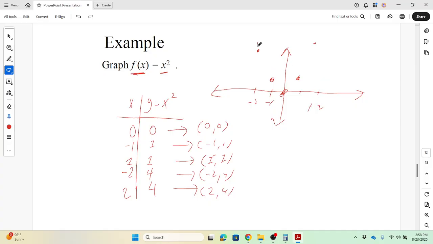So if you keep going like this, you are going to get infinitely many points, and if you join them, that's how you get the graph. That's how we plot the graph of a function.